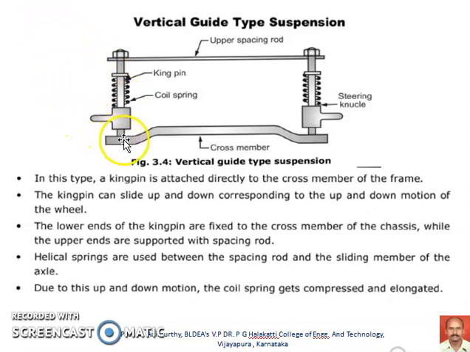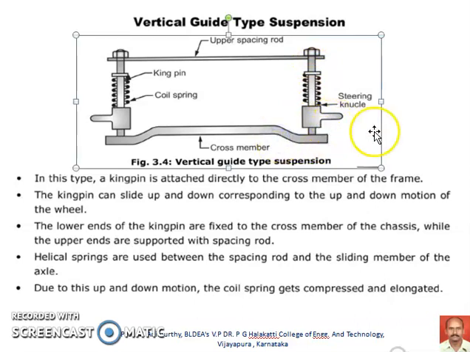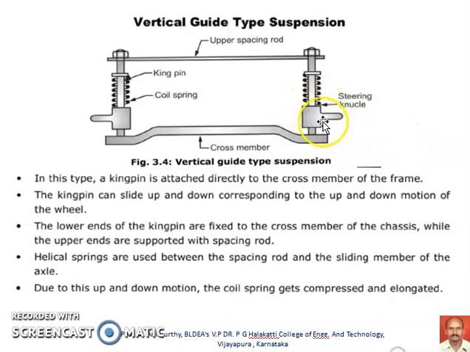So once again you can observe, this is the cross member and this is the kingpin. Lower end of the kingpin is attached to the cross member, and this is, we can say, the steering knuckle or the stub axle arrangement, and it is connected to the wheels. So when the wheels move up and down, there will be compression of this spring and the shocks will be absorbed due to the compression and expansion of this spring. So this kind of arrangement is called a vertical guide type suspension system.